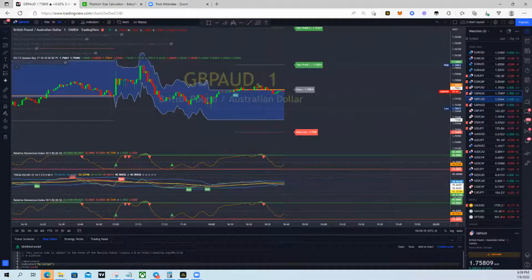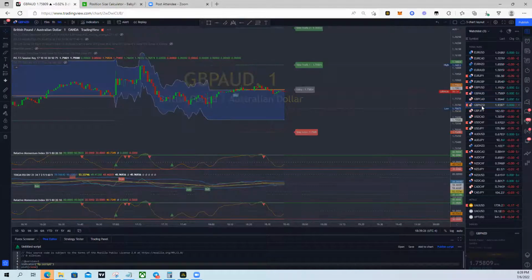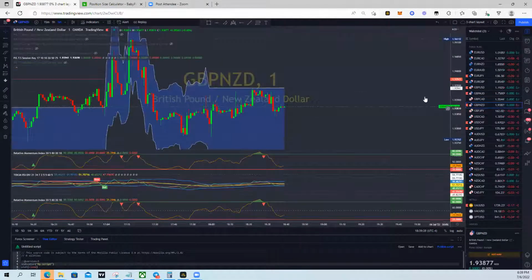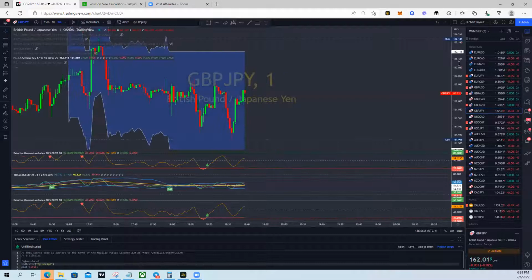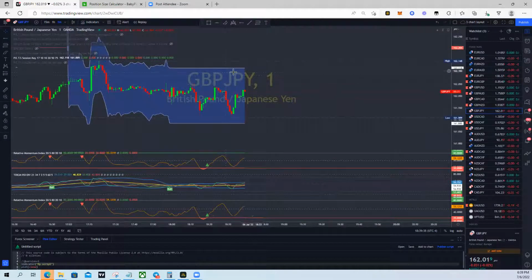All right, so we're gonna keep scanning in a second here. See what else we got. GBP NZD, brush the top of the zone, starting to pull down. I believe we caught a trade like that yesterday with Euro NZD to where we caught the test of the zone.